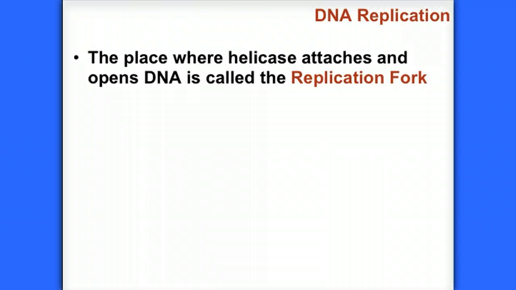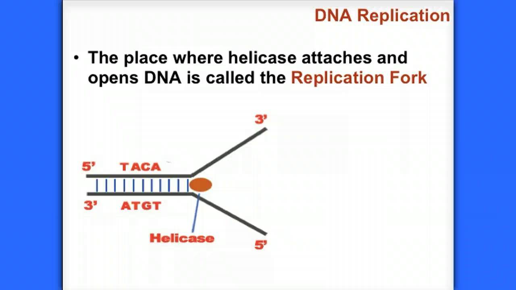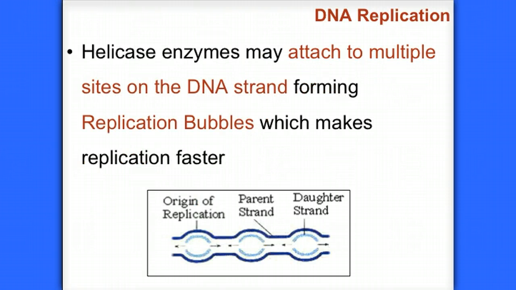Once this happens, there is a fork formation, what we call the replication fork. This is how it looks. The enzyme helicase is attached at the base of the fork, trying to break the bonds between the bases. The helicase acts at different sites of a DNA strand, and therefore there are bubbles, which are exhibited here.